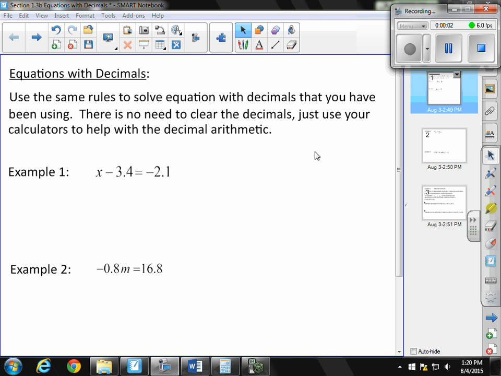Hi, this is Lisa. In this video, we're going to talk about equations with decimals. We'll be using the same rules that we have been using for solving equations. There's no need to clear the decimals. Just use your calculators to help with the decimal arithmetic.